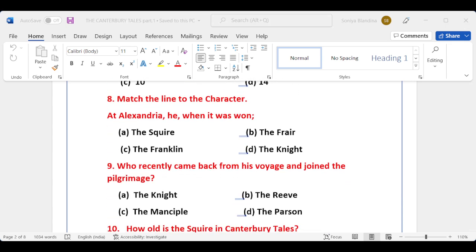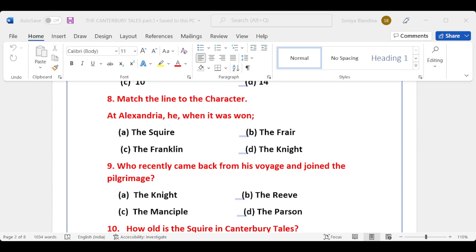Okay. Question number 8. Match the line to the character. At Alexandria, he, when it was won. Option A, the squire. Option B, the friar. Option C, the franklin. Option D, the knight. Yes, it is option D, the knight. So when Alexandria was won, he was there. So that is in the line, at Alexandria, he, when it was won.